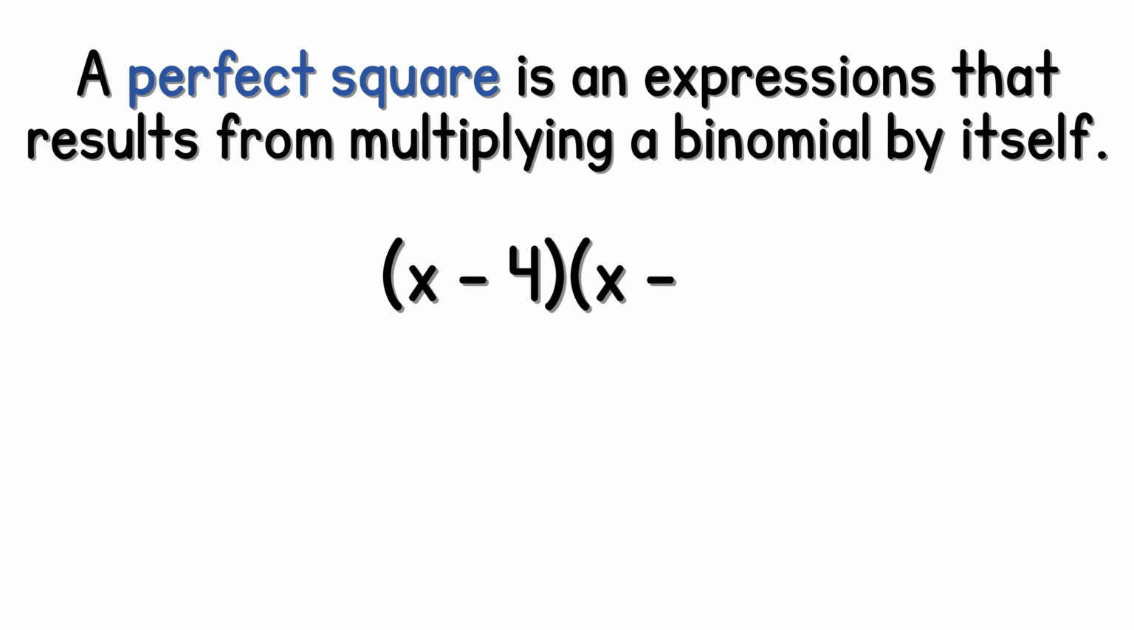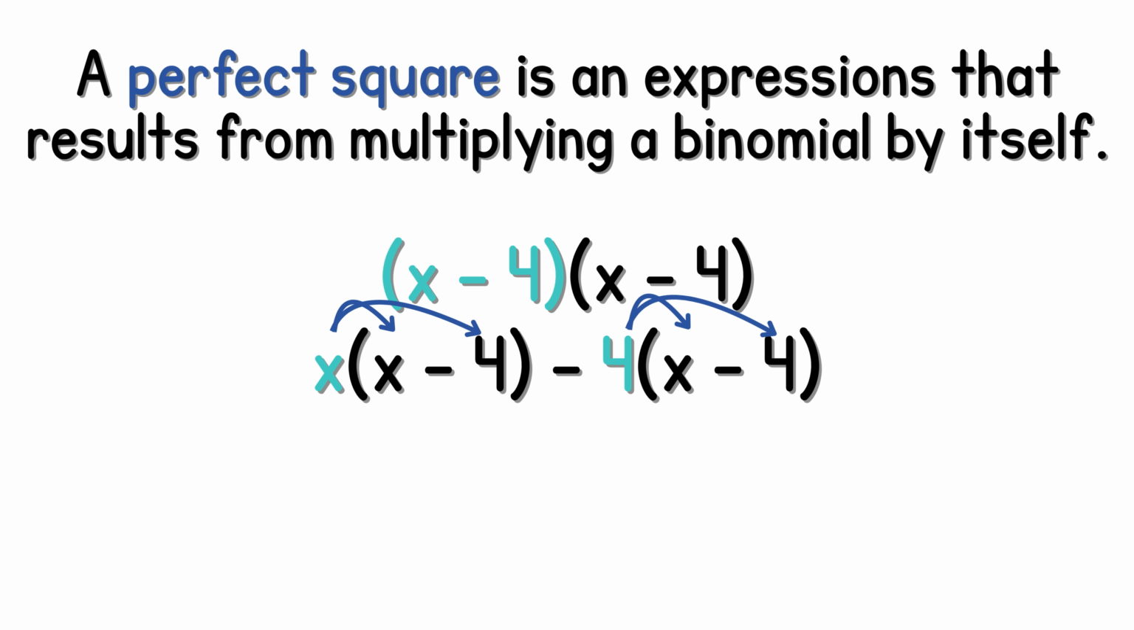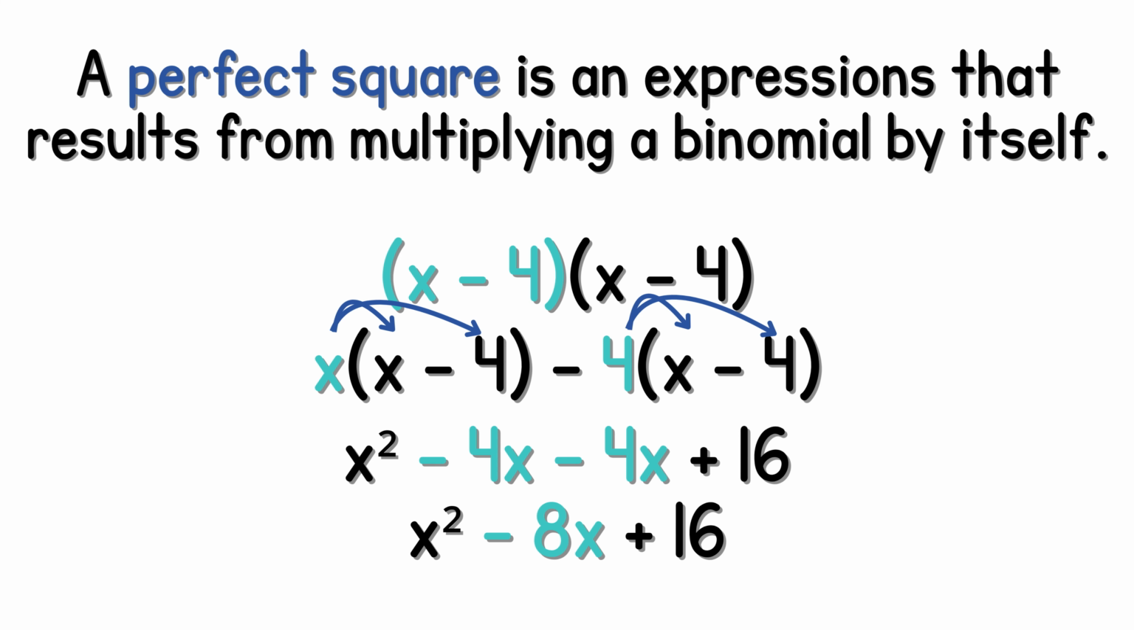And if we had the expression like x minus 4 times itself, then we would multiply the first parenthesis by the second. So we'll break up that first parenthesis and then distribute it to the second. So we'll get x squared minus 4x plus 16. When we combine the like terms in the middle, we'll get negative 8x.